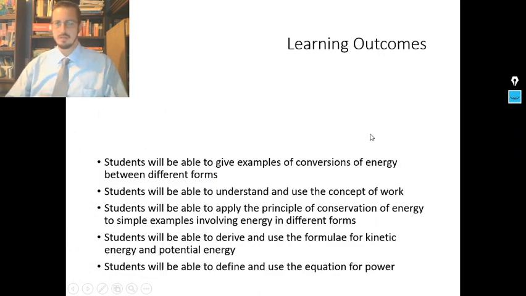All right, so the learning outcomes associated with work, energy, and power are: students will be able to give examples of conversions of energy between different forms.